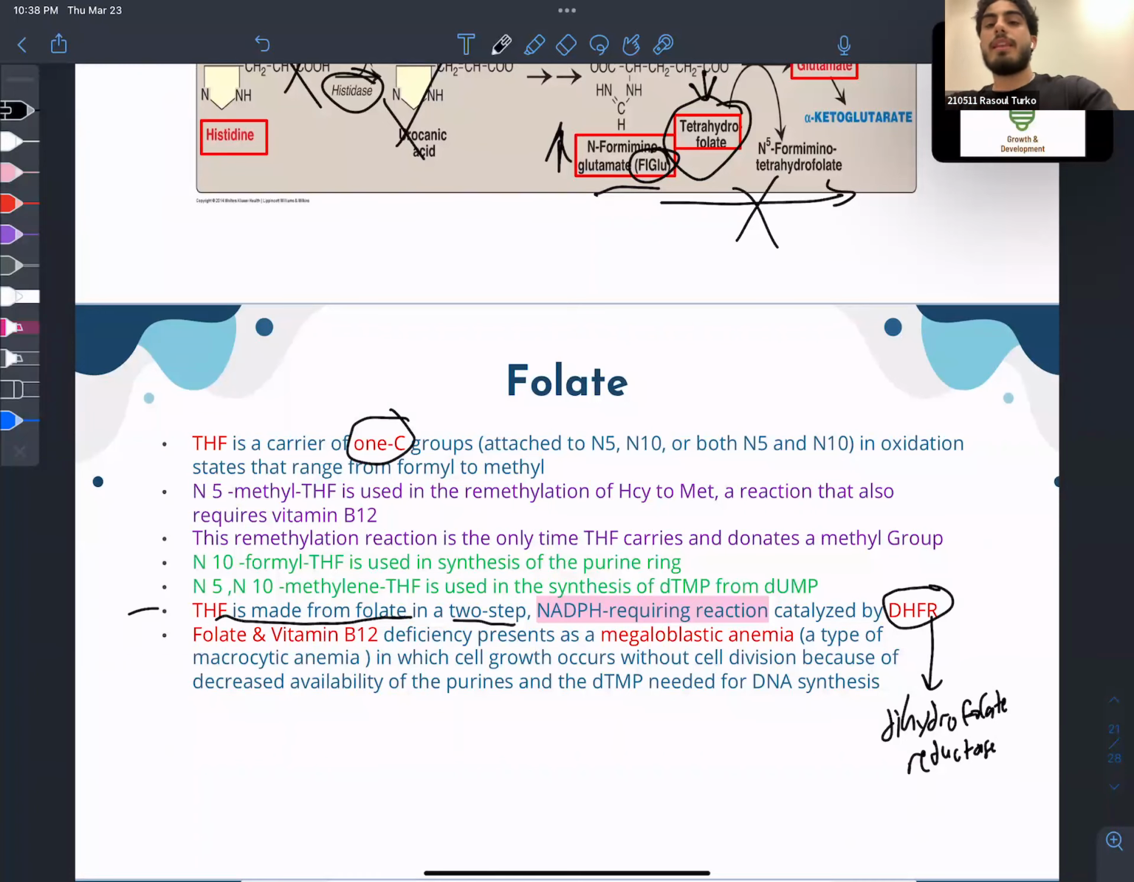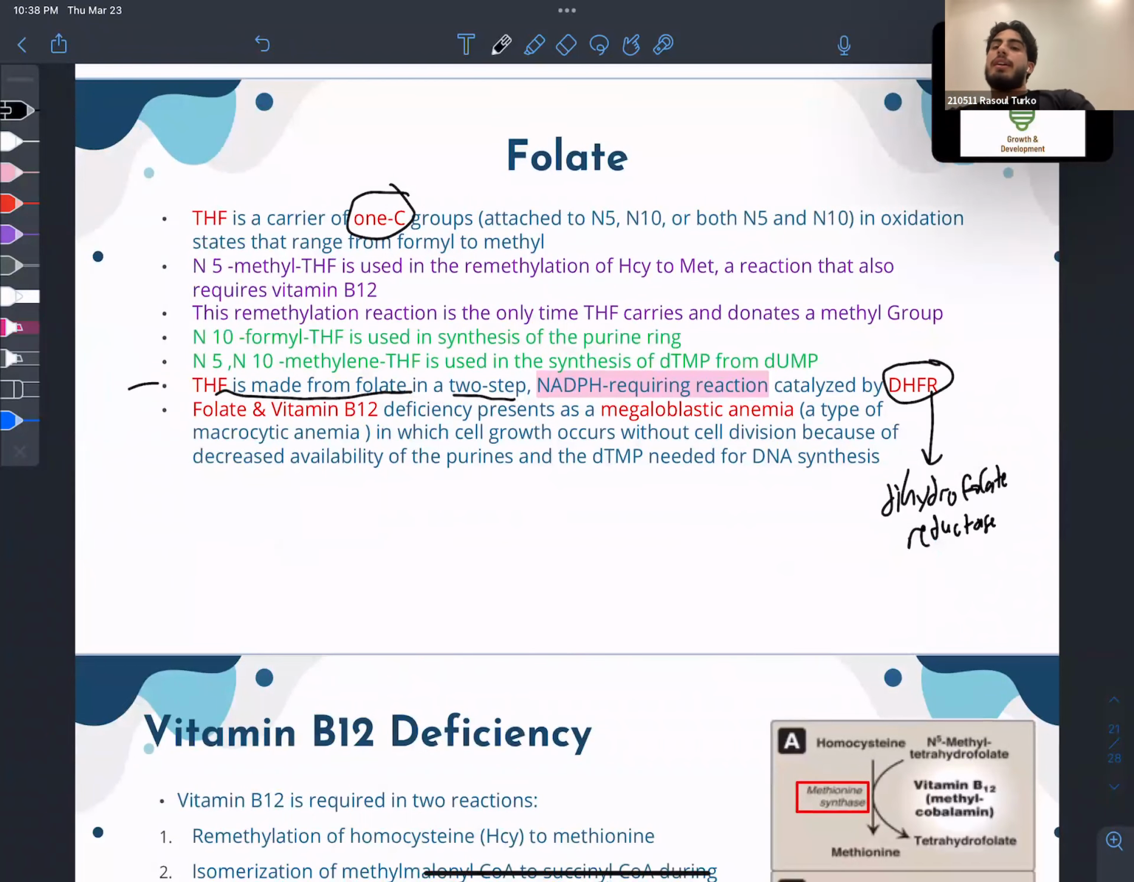Okay, now when we get folate and vitamin B12 deficiency, both of these, we get something called megaloblastic anemia, which is part of macrocytic anemia. You guys will talk about it in HLS next 2 weeks, inshallah. Okay, so when there's deficiency in those 2, folate and vitamin B12, we get megaloblastic anemia.